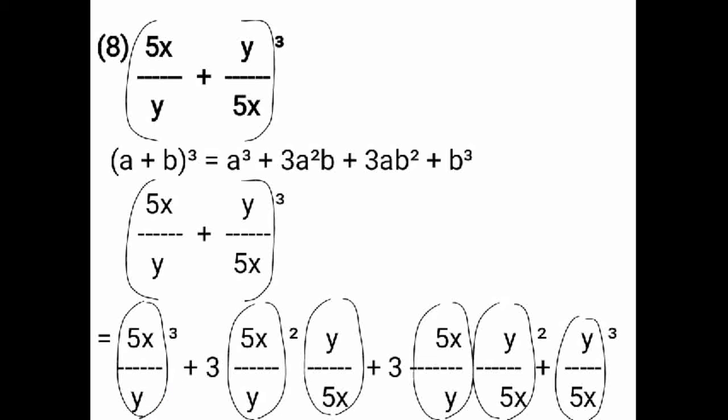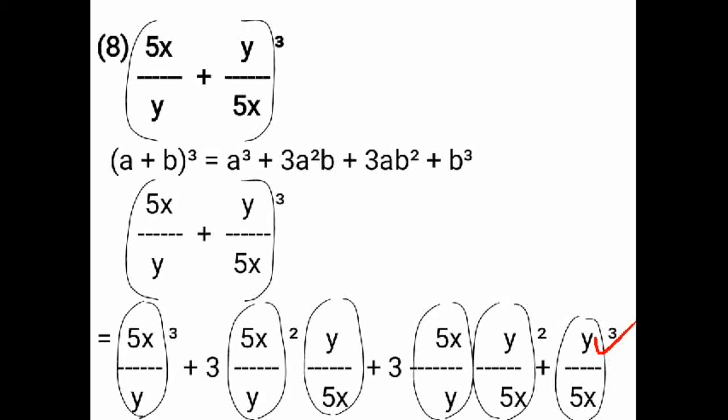If you have denominator y, you have to write y cube. Here it is given 5x upon y the whole cube. Both numerator and denominator index is same. Cube of the variable remain the same. So on denominator y cube will remain y cube. And in b cube you have y upon 5x the whole cube.